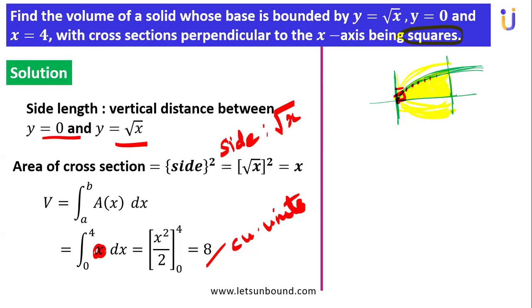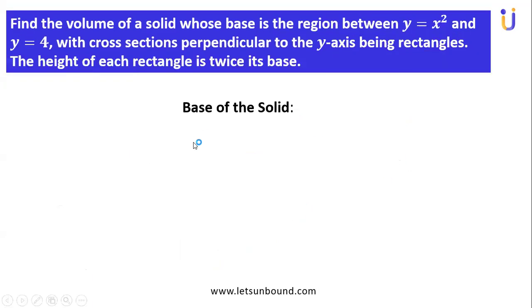That's simple. Now, find the volume of the solid whose base is the region between y equal x squared and y equal 4, with the cross sections perpendicular to the y-axis being rectangles. The height of each rectangle is twice its base. Okay, so here the region is y is x squared and y is 4. Cross sections have been taken along the y-axis and they are rectangles.